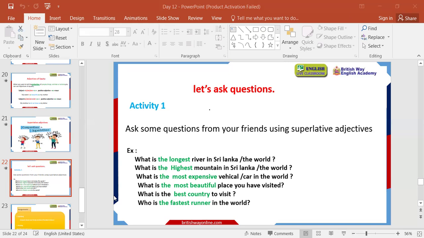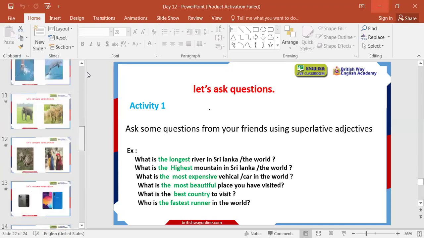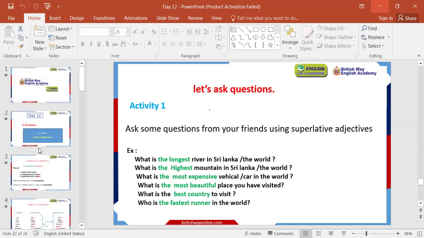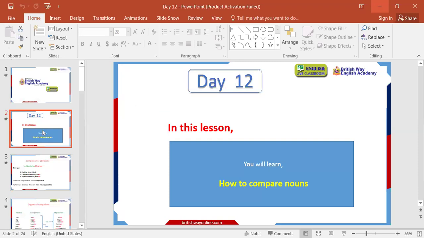Okay, so this is what you have to learn today. You learned the comparison of adjectives, how to compare nouns. Is that clear? Do you have any question? Okay, so you have to try to do the other sheet that I have sent you. Take a printout and do them.